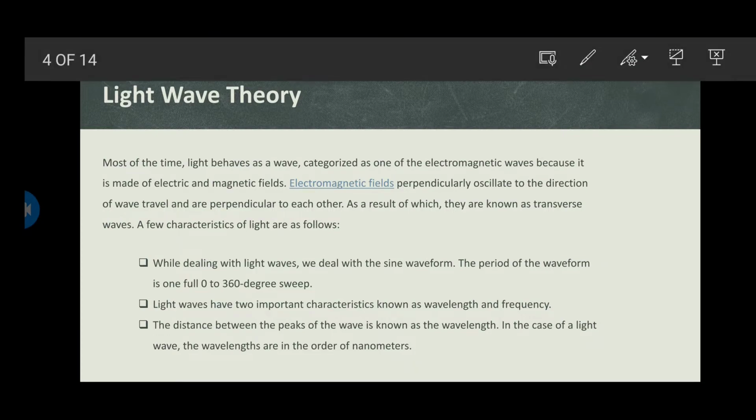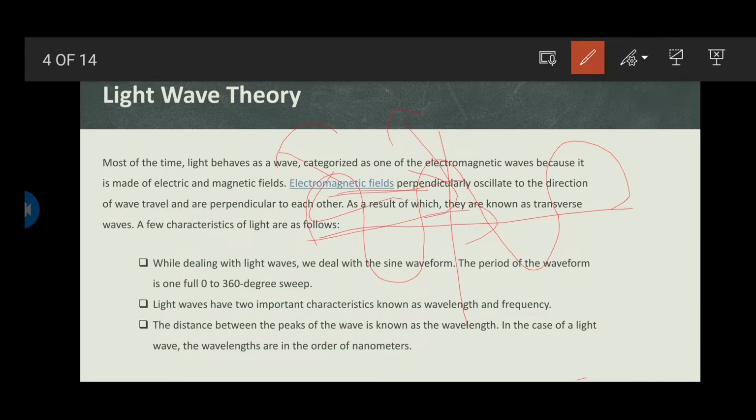If you consider a straight line and take this as a wave, this is one peak, and this is another peak. You should take two consecutive peaks, whether this peak, or this peak, or this peak. Take any two consecutive peaks, then the distance between this peak and this peak is known as wavelength, represented by lambda. The distance between two consecutive peaks is known as the wavelength, lambda.